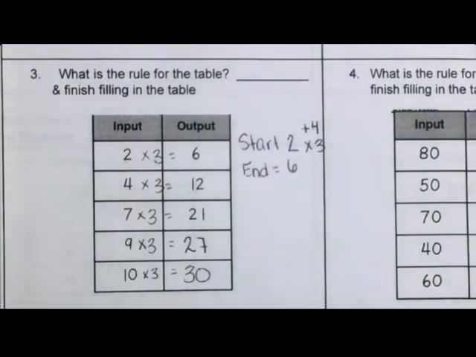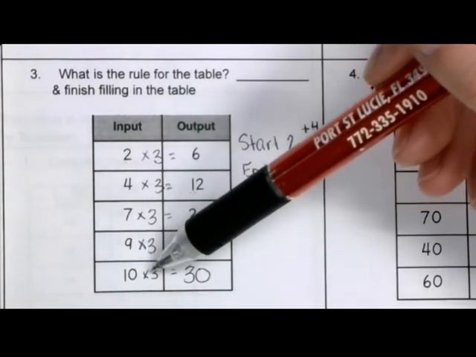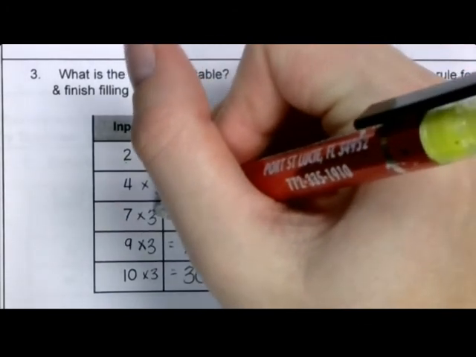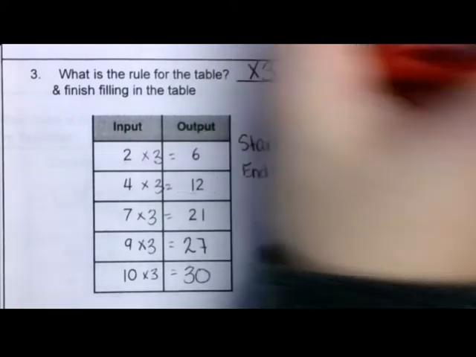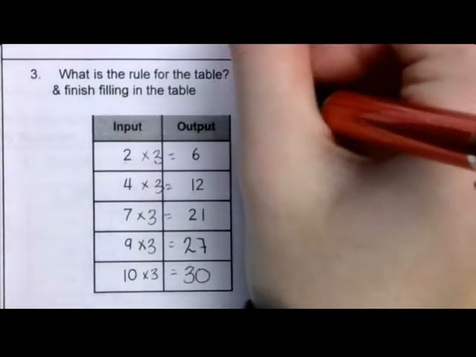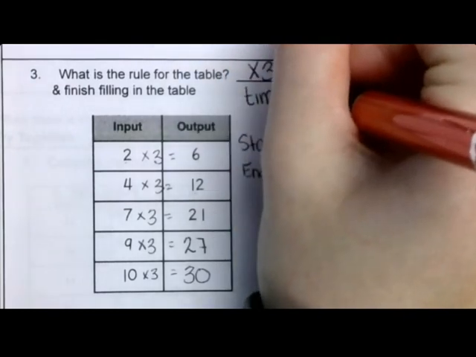So then when they look up here and it says, what is the rule for the table, right? Our rule, what we did every single time, was times 3, okay? This just means times 3. And if you wanted to write it out, you could say times 3, okay?